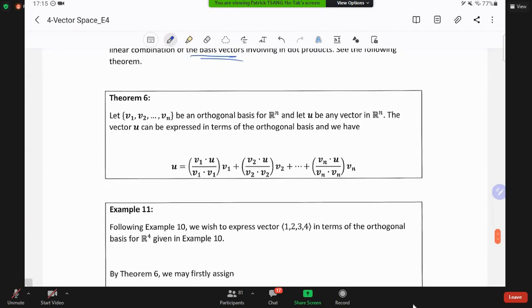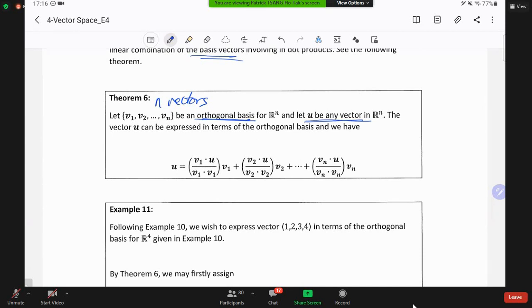Let's go to Theorem 6. Firstly, assume there is an orthogonal basis for the Rn space. Based on the idea, we know that this space consists of n vectors, namely v1, v2, and so on until the last one, vn. So the whole set of n vectors is an orthogonal basis for Rn space. And now I also assume there is a random vector u. This is any vector inside the n-dimensional space.